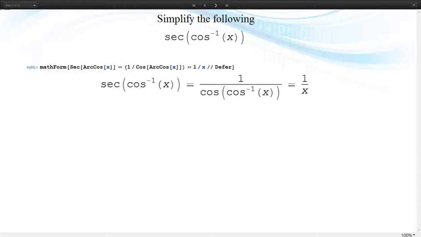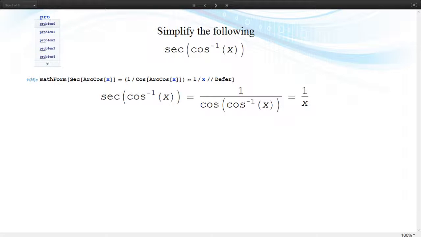Let's do another. Here's another trigonometry question.